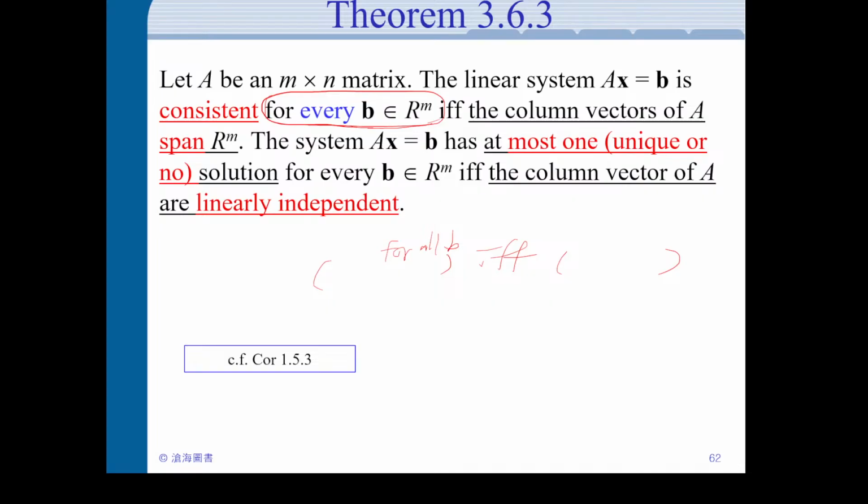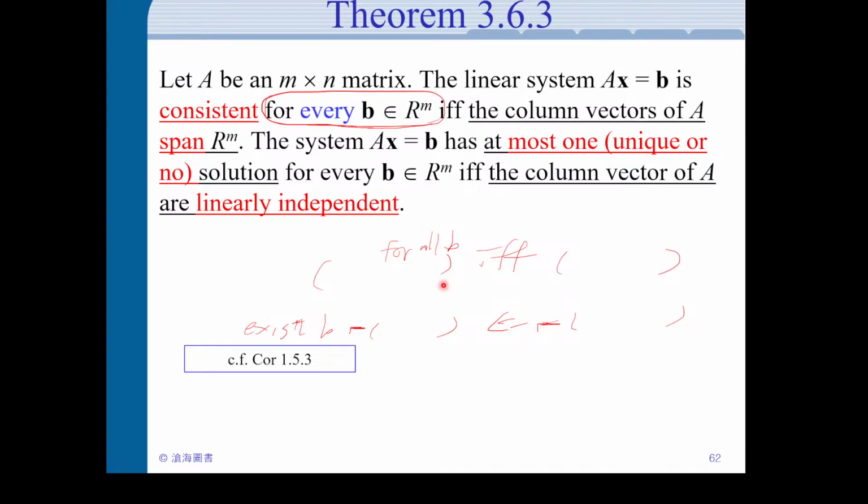In particular, the different part is that if you have a negation of this statement, that means, okay, if this thing is not always true, then the negation is that there exists b and the negation of this statement. So the negation of for all is there exists not.